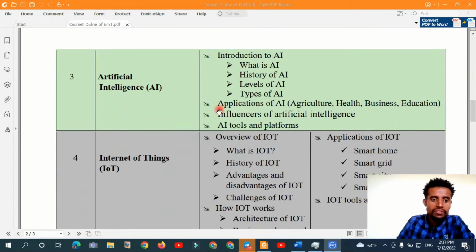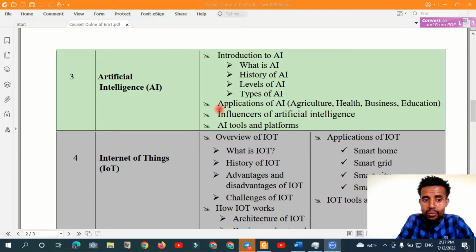Next to that, we have chapter 3, which is about artificial intelligence or AI. So we'll start this chapter by defining the term artificial intelligence. As you can see, artificial intelligence contains 2 words. The first word is artificial, and the second one is intelligence. When you say artificial, something that is what? Something that is man-made or something that is synthetic is called artificial.